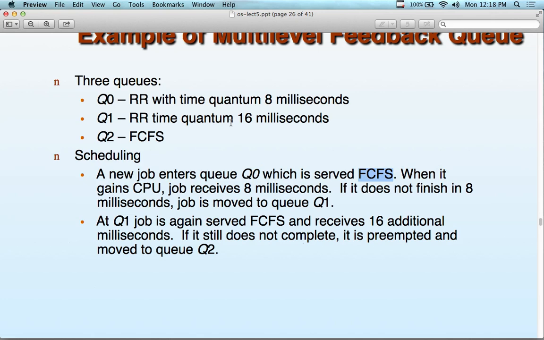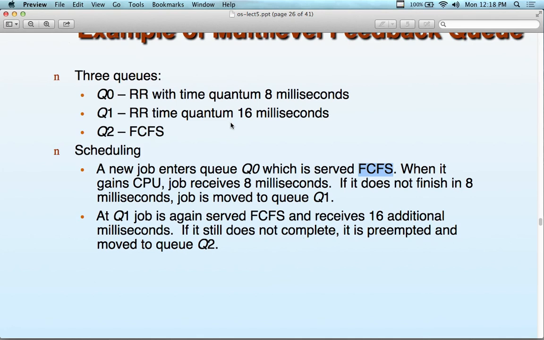If it doesn't complete at the first 16, we can move it to another one at 32 or something. We just keep doubling, making it more effective, because it could be a really large process. If it is, then it goes to the biggest one, and that's just going to run. So if the Q1 job is again serviced by first come first serve and receives 16, should be round robin anyway, then it still doesn't complete. It's preemptive and it moves to Q2, first come first serve.